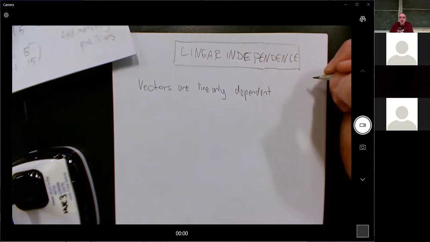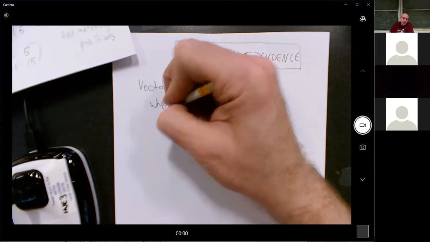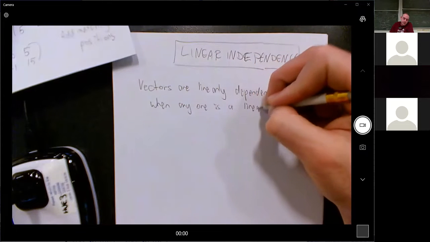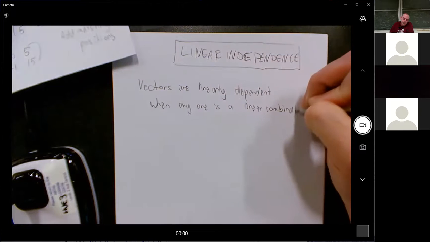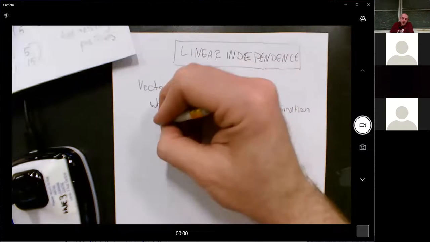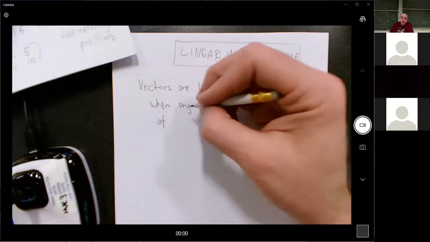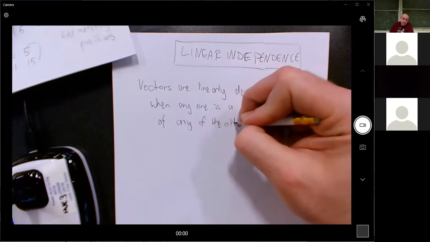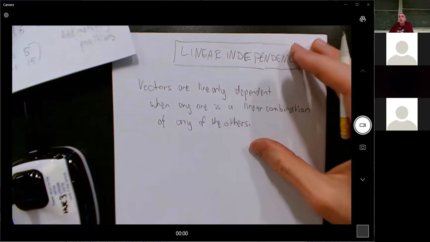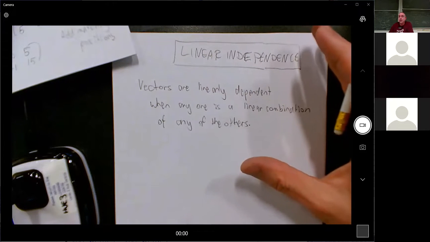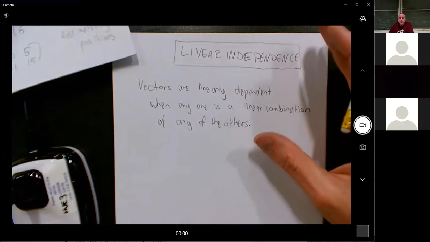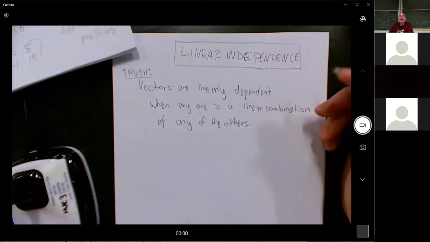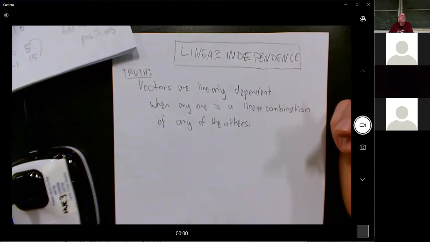Vectors are linearly dependent when any one of them is a linear combination of any of the others. This is the truth. It's not the definition, but it's the truth. So I'm just going to say truth. I guess that's a theorem, probably. That's what truth is in maths.